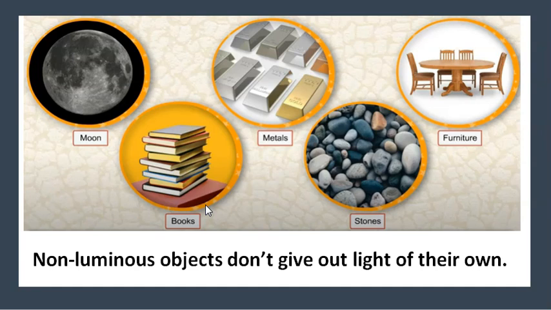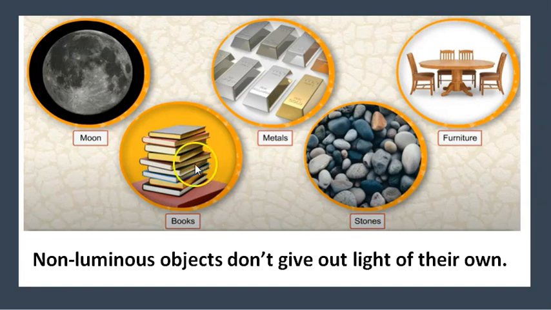And we can see non-luminous objects because light from luminous objects shines on them. For example, the moon. The sun gives its light to the moon. Then we can see the moon. Okay. And we can't see non-luminous objects in the dark. Can you see the books in a dark room? No, not at all. Okay.